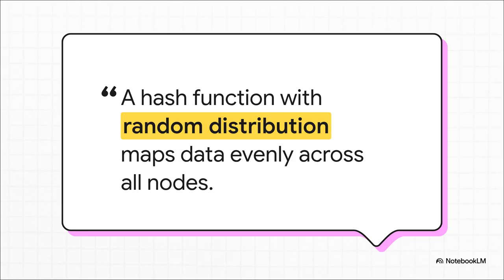And the key here, as this slide points out, is random distribution. A good hash function acts like a perfect card dealer, spreading the files out totally evenly across all the servers. This is so important because it means not only is the storage load balanced, but the traffic, all the reads and writes, is also spread out. No single server ever gets overwhelmed.